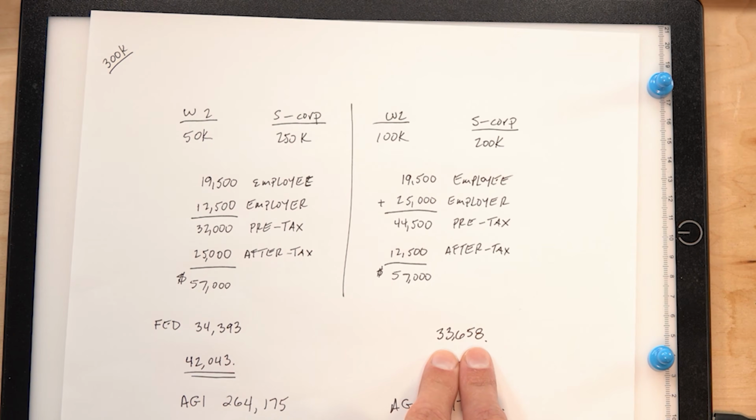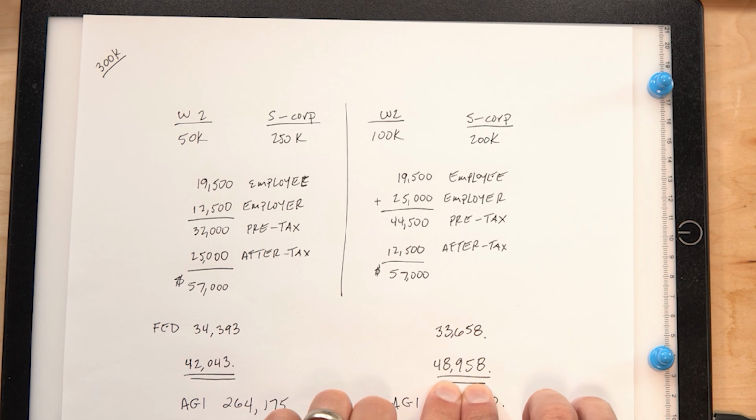Now, another thing to note is if you're 50 and older, you can do an additional $6,500. And in that $50,000 W-2 side example, you wouldn't be able to actually maximize your retirement plan. You would be short by $500. So something else to keep in mind while you're figuring out how much you're going to pay yourself on the W-2 side. And then if we look at the total amount of federal taxes, it's $33,658. And if we add those two up, it's still more at $48,958, but our adjusted gross income is lower at $247,850.